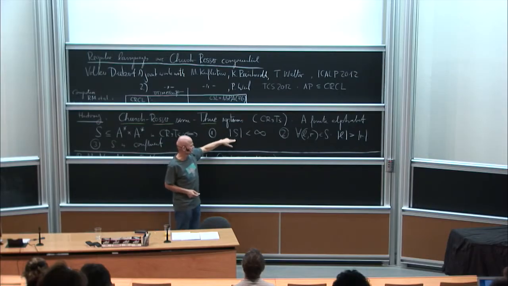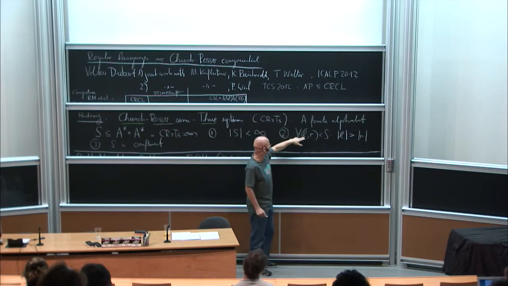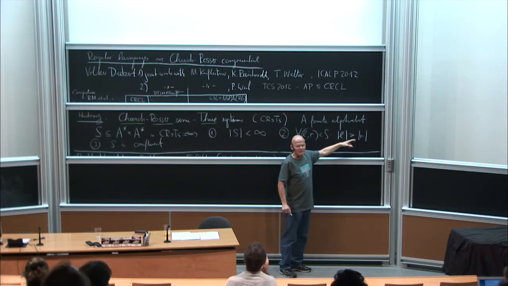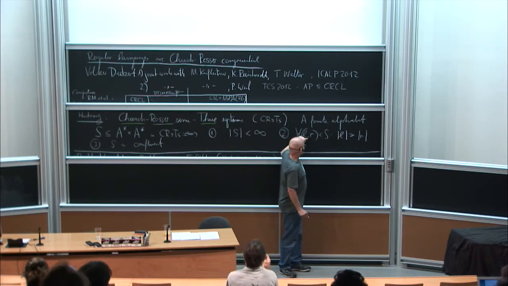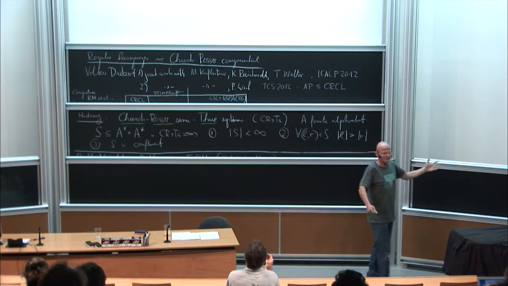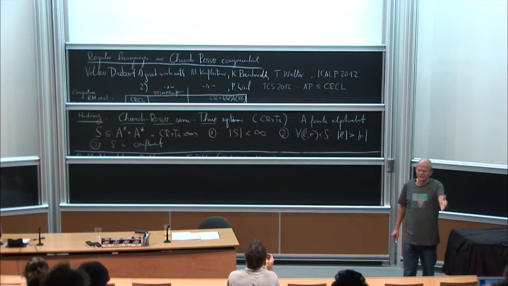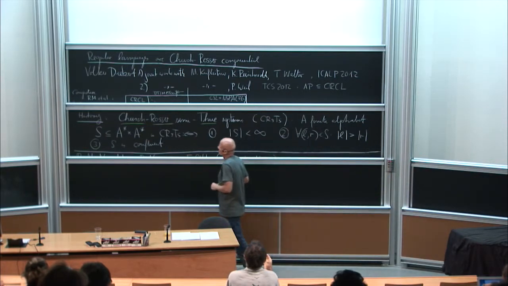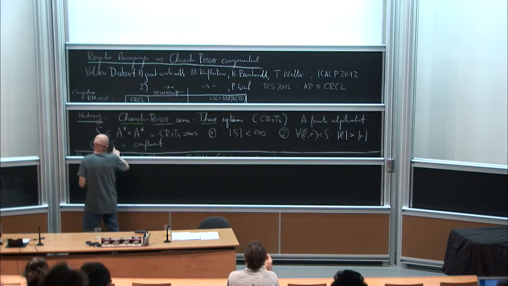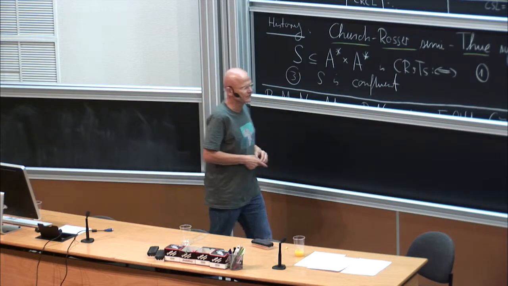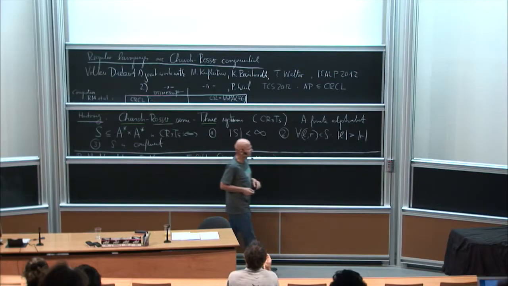If it's finite and all rules, LR of the system, are length reducing, okay? It means the left-hand side is always longer than the right-hand side. And this guarantees termination, obviously. And termination in linear time, linear steps. And the third condition is that the system S is confluent. So it's a confluent system. And what does confluence mean? I put it here.